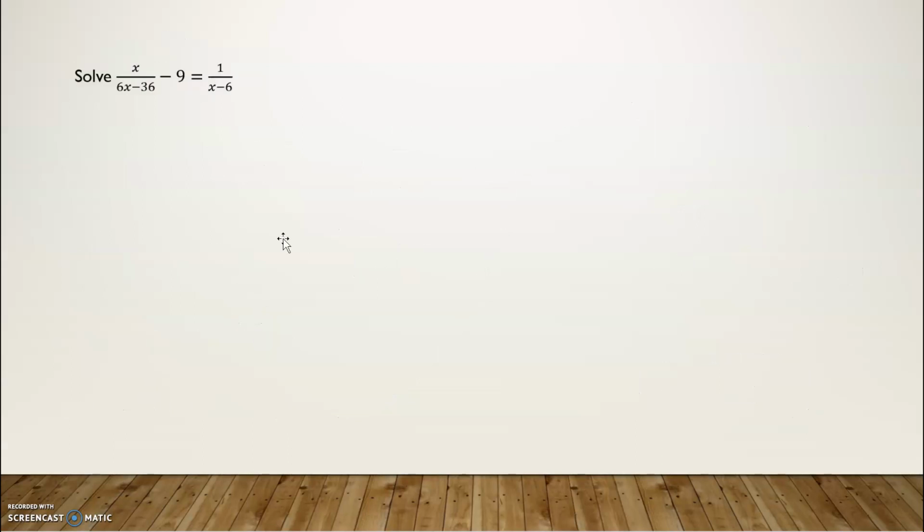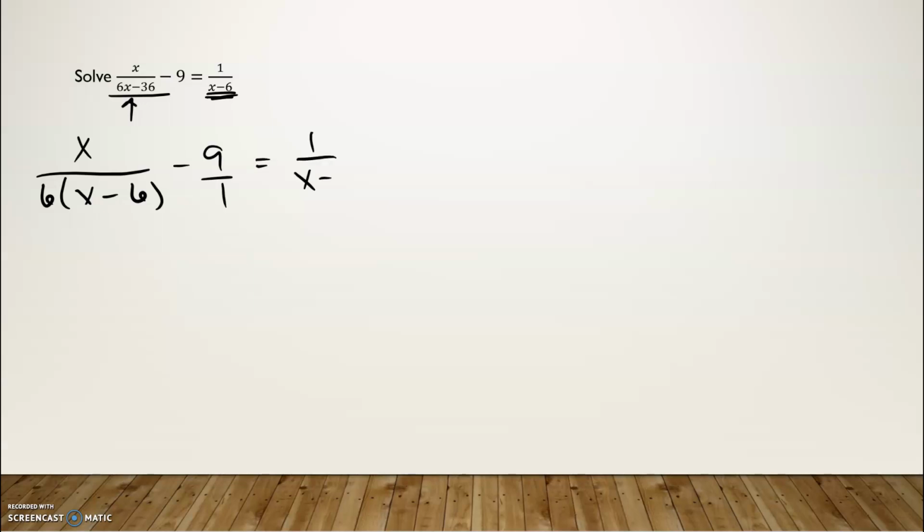Okay, now let's look at this one. Notice 6x minus 36 and x minus 6. Notice I can take a 6 out of this one. So this would be x over 6. I'm left with x minus 6, which is the same thing over here. Minus 9, I'm going to put that over 1, is equal to 1 over x minus 6.